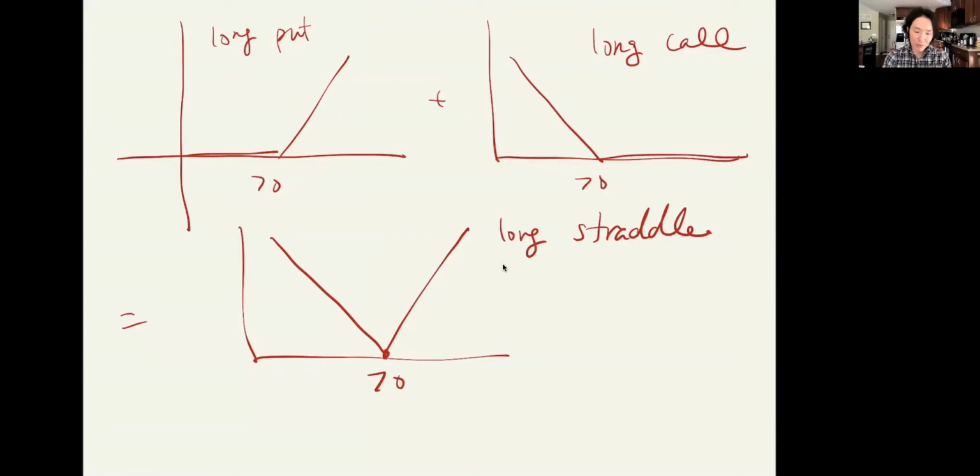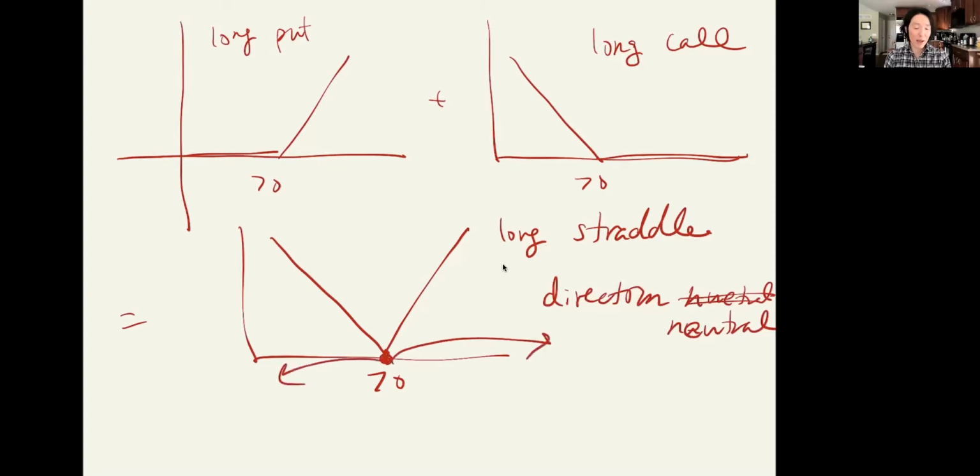When the volatility goes up. So it doesn't matter whichever direction the stock price goes. This is a direction neutral bet, but it's a directional volatility bet. It's betting that future volatility is going to be high so that your stock price goes up or down. It doesn't matter whichever direction it goes. As long as it deviates away from 70, it is good for you.